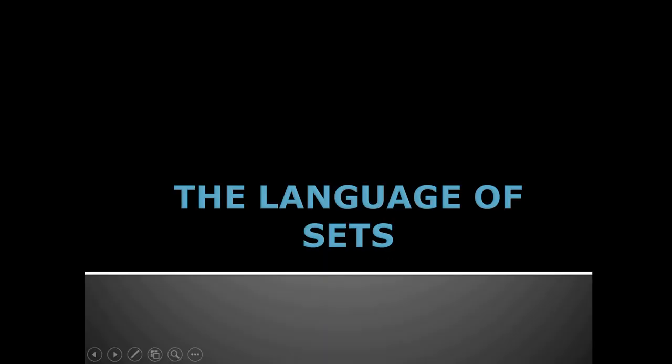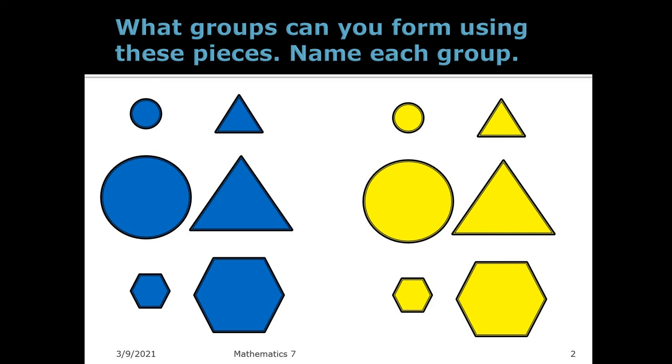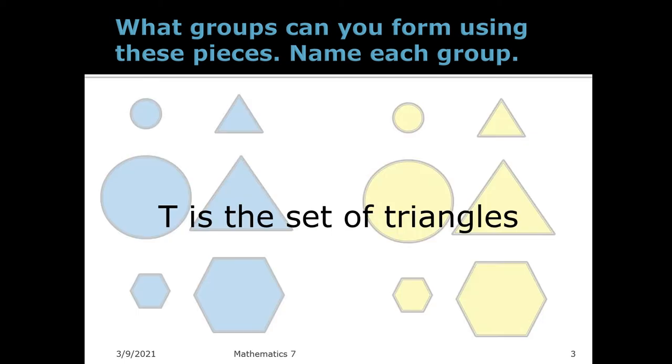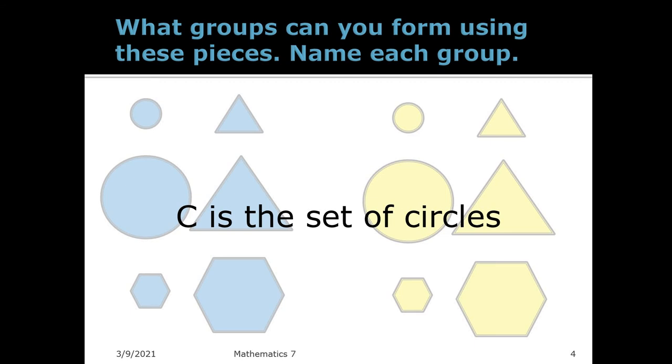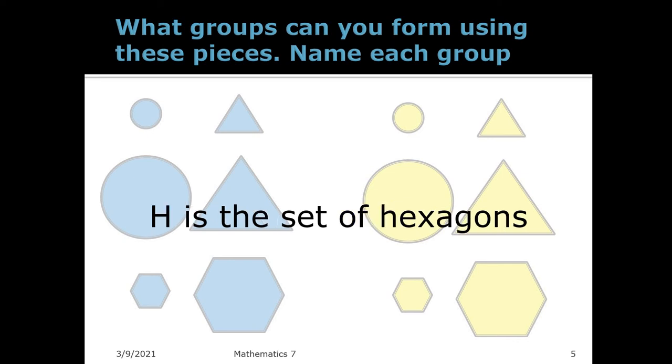So I feel that there's a need for me to have a video discussion about the language of sets. If you look at the groups here, what groups can you form using these pieces? We can have a set of triangles. We can have the set of circles, which we can represent using C. We can have a set of hexagons, which we can represent using H.